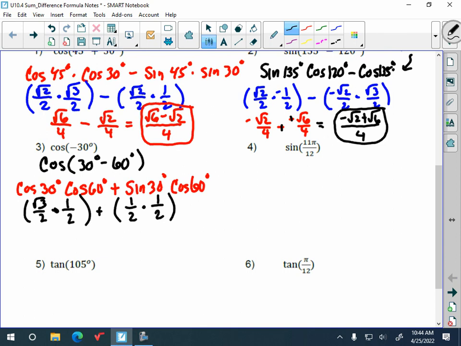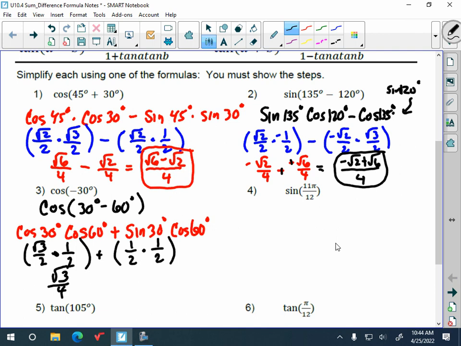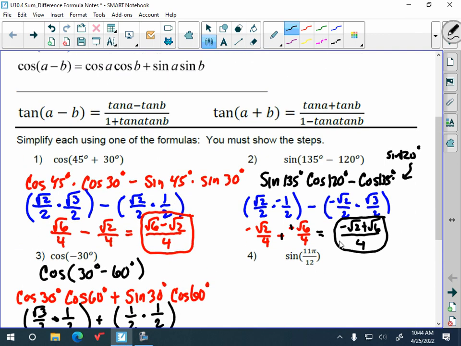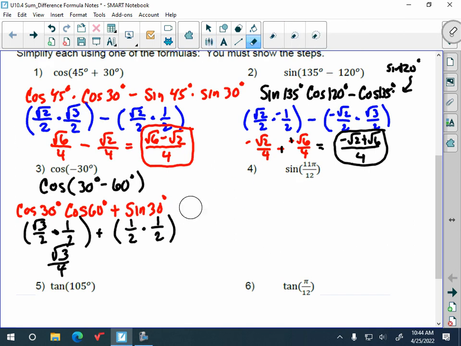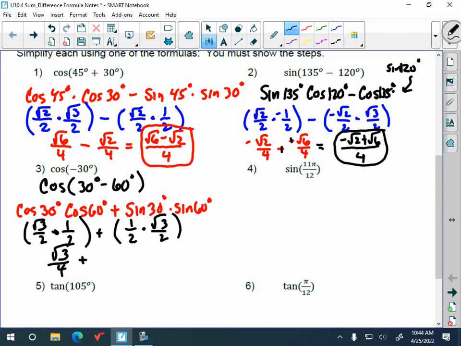All right, so multiplying this is root 3 over 4. Something doesn't look right. Sine, thank you. Yeah, something didn't look right there. There we go. All right, so sine 60, that's root 3 over 2. There we go. So root 3 over 4.